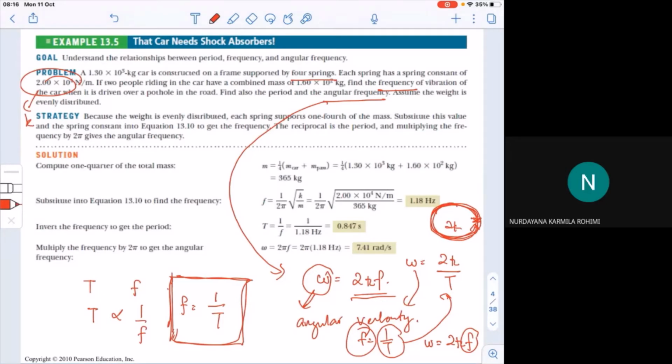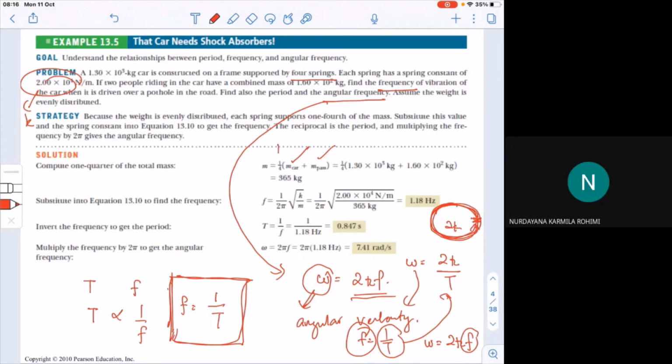The car is supported by four springs, and there are two people. That means a total passenger mass of 160 kilograms, plus the 1,300 kilograms of the car. So one is the mass of the car and this is the mass of the passenger.